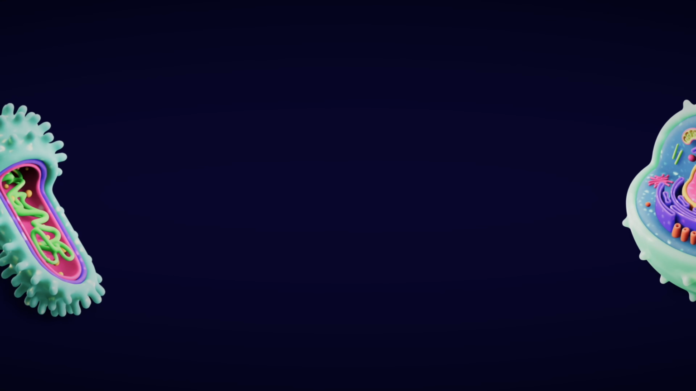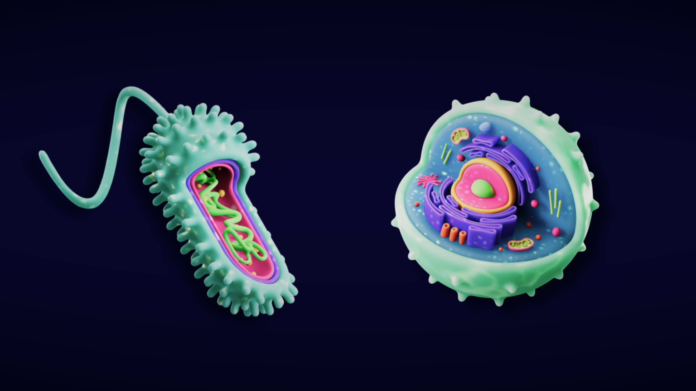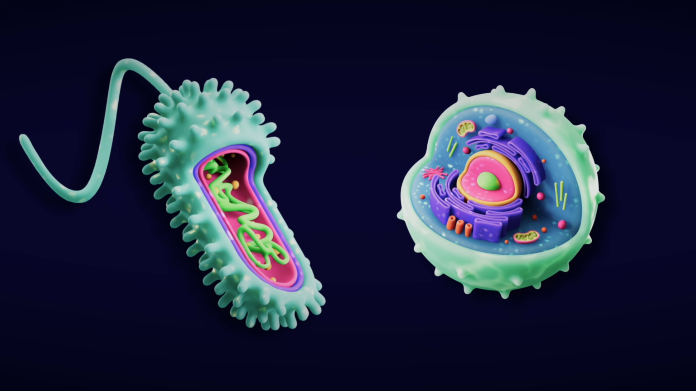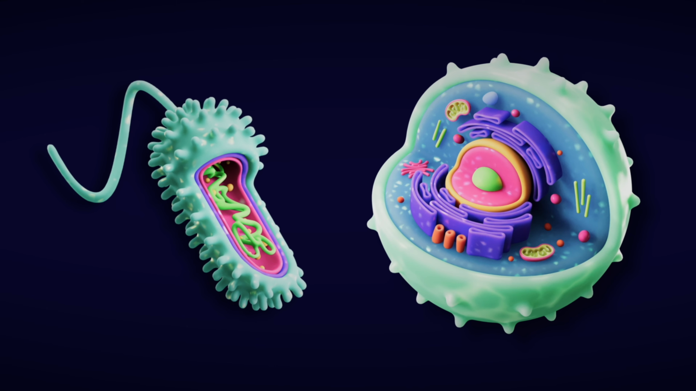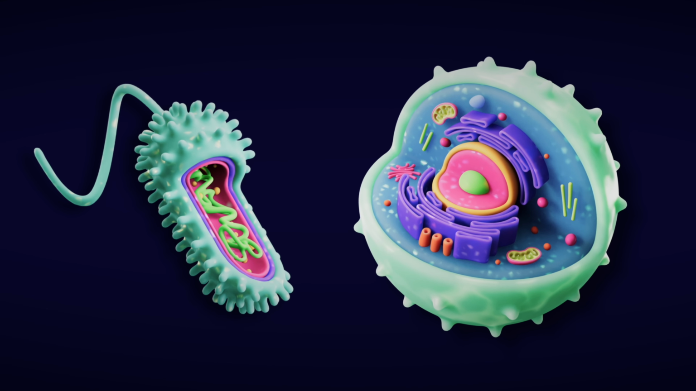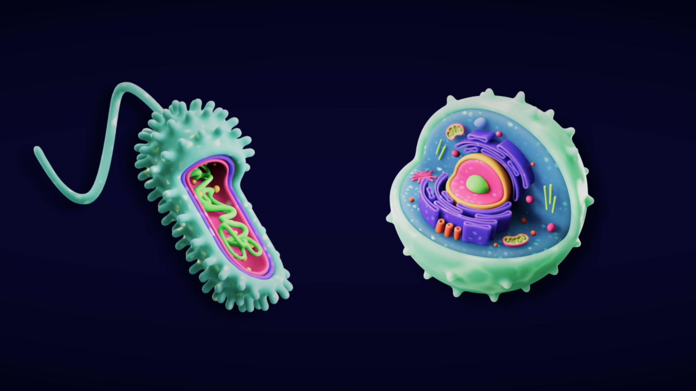Stepping back, that ancestry underscores a significant difference between the two cell types. Prokaryotic cells lack a nucleus and membrane-bound organelles, whereas eukaryotic cells have both, allowing them to perform many tasks at once and adapt to diverse environments.